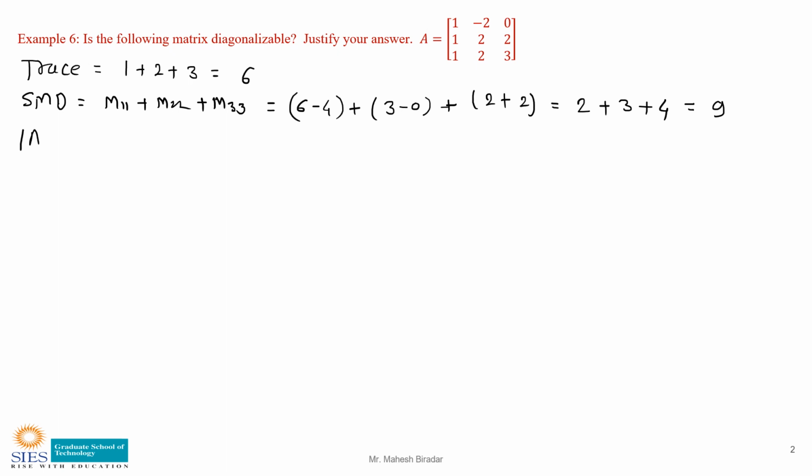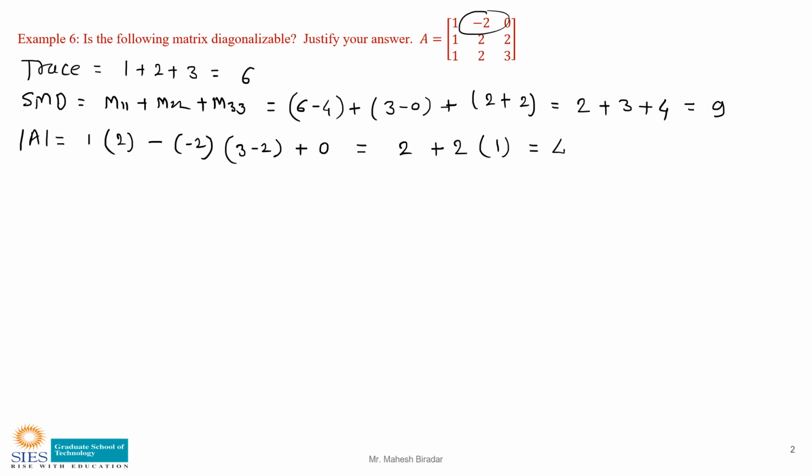Let us find the determinant of this matrix. I'm going to expand this along the first row. This is 6 minus 4, which is 2, minus, this is the element E12, into a determinant which contains 1, 2, 2, 3, that is 3 minus 2, plus 0. So 2 plus 2 into 1. So this is equal to 4.